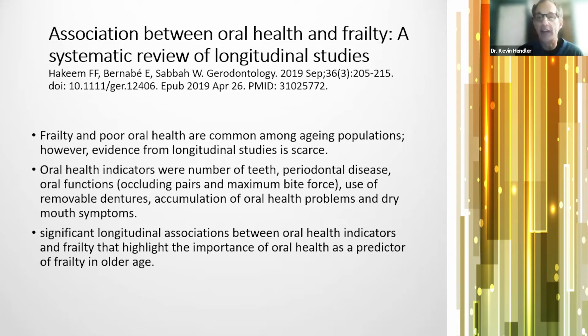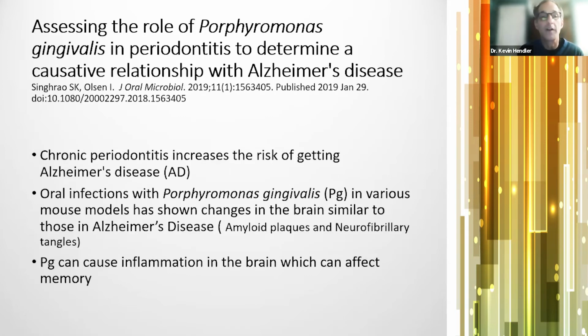Frailty is actually a geriatric syndrome. And what we know about frailty are individuals with frailty just have poor outcomes with whatever you do. If they need surgery, if they get sick, they have a tougher time recovering. And so here was a study looking at an association between oral health and frailty. And they said that significant longitudinal associations between oral health indicators and frailty highlight the importance of oral health as a predictor of frailty. So if we can influence frailty by improving oral health, it's going to have really broad influence on just overall health in the individual and just outcomes from treatment that they have going forward.